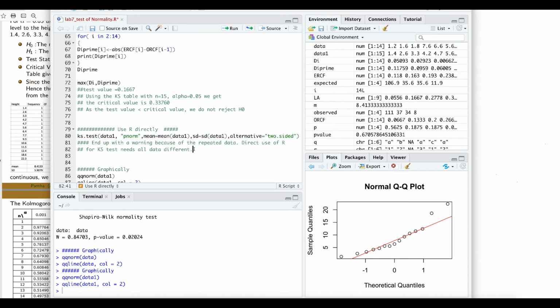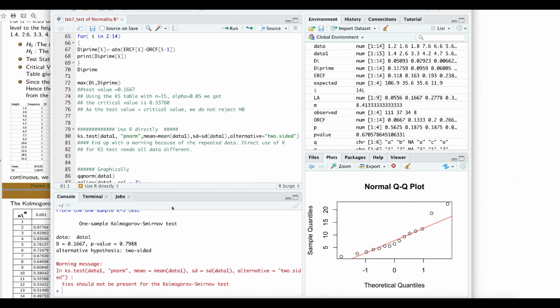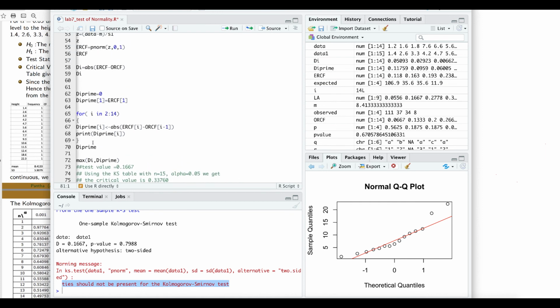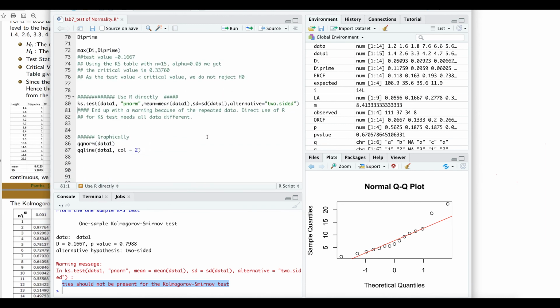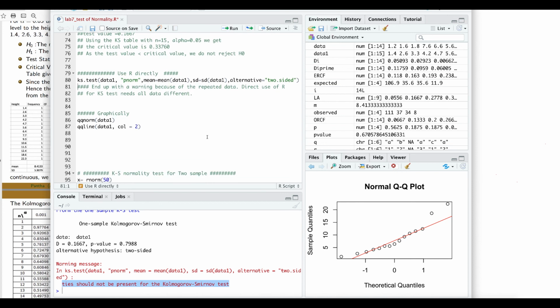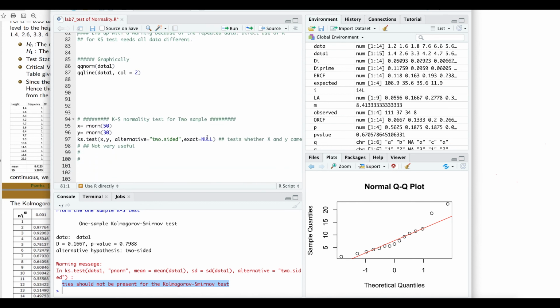Here we were not very sure about the p-value when using the ks.test method directly in R, because there was a repeated value in the data set, and R shows the warning there. Again, if you want to use all this code by hand, copy and paste it on your problem, you are perfectly fine to use the ks test.